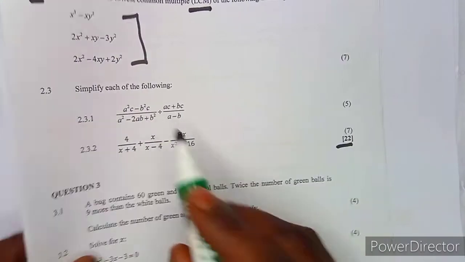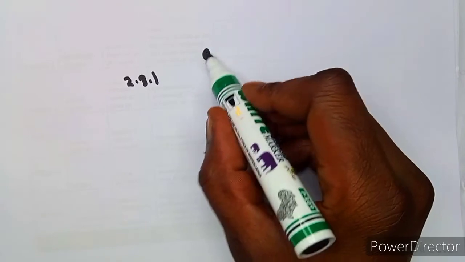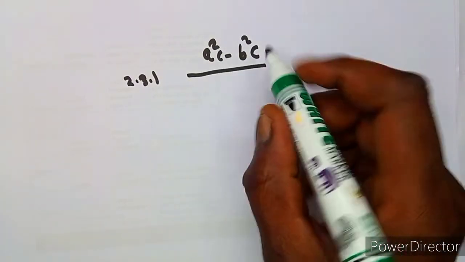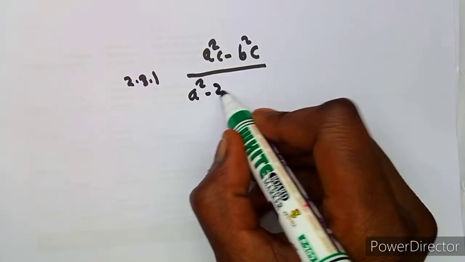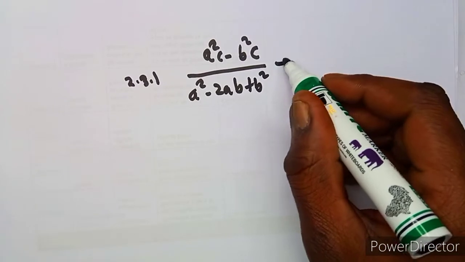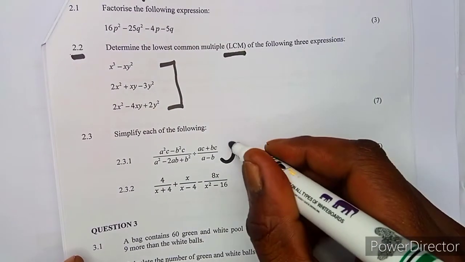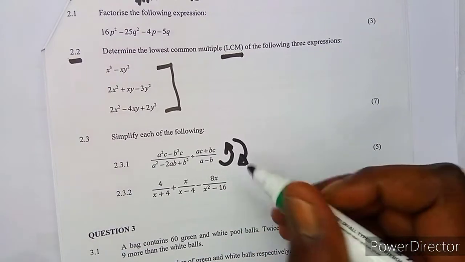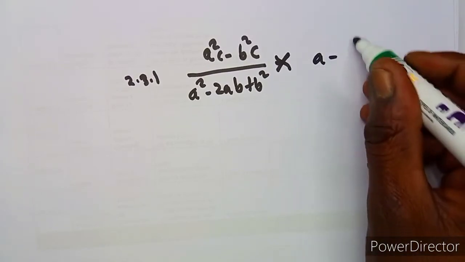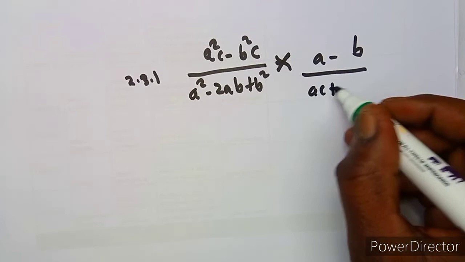But just in case, okay, simplify the following: a squared c minus b squared c over a squared minus 2ab plus b squared, like this. Divide by, so remember, you introduce multiplication and you invert the fraction, because there's a division there. So it's going to be a minus b on top over ac plus bc, like this.